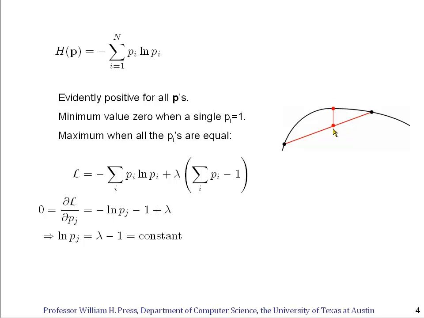Okay, well that means that I can keep increasing the entropy by picking any 2 pi's and replacing them by their average. And if I keep doing this, it's obvious that the only endpoint I can end up with is that all of the pi's are equal and are equal to 1 over n. So the maximum value of the entropy is therefore log of n, the number of symbols in the alphabet. In other words, it's minus log of 1 over n, which is the same thing.